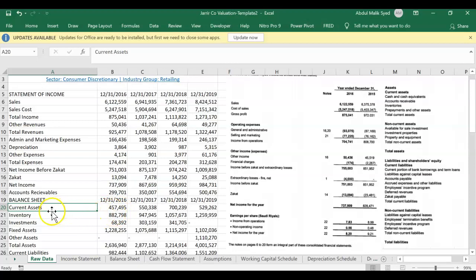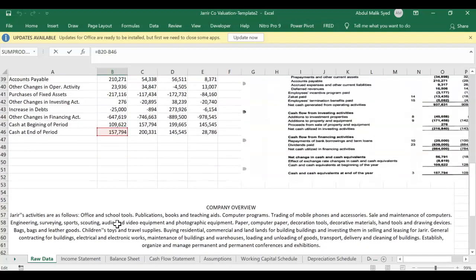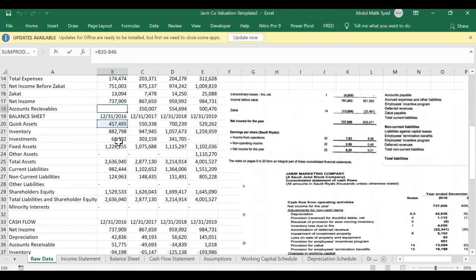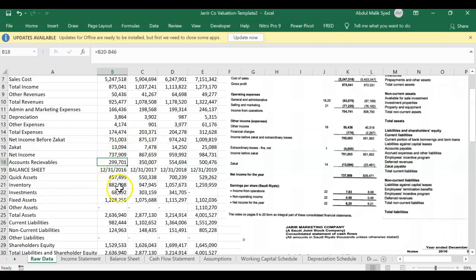So I break this down. In fact, this is not current assets; we have to make this quick assets, because the inventory is given below. So current assets are together. I have created accounts receivable here. To get the accounts receivable, we simply take quick assets minus the cash at end of period, and you will get the accounts receivable.